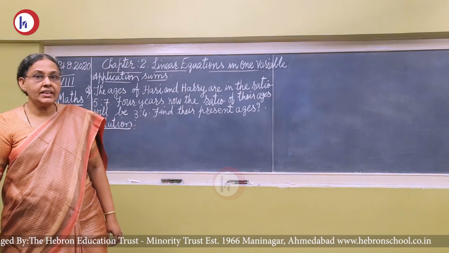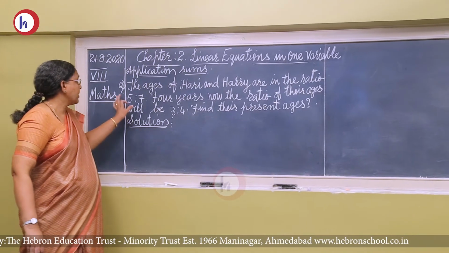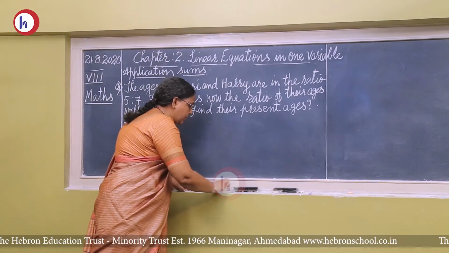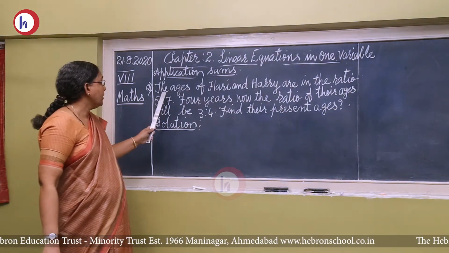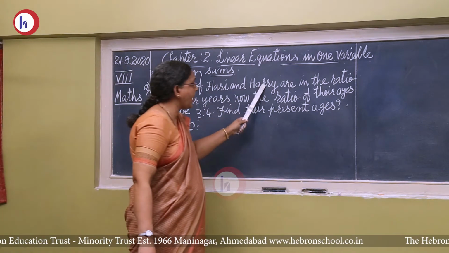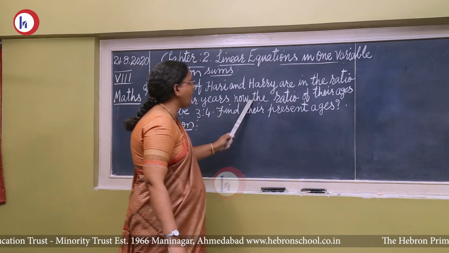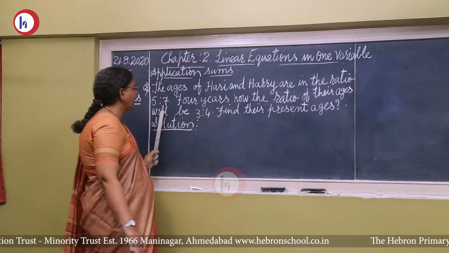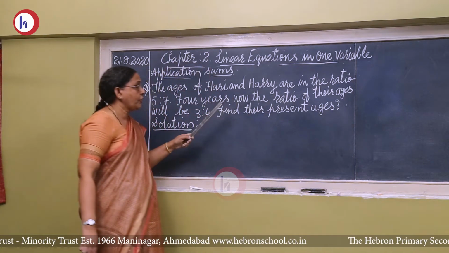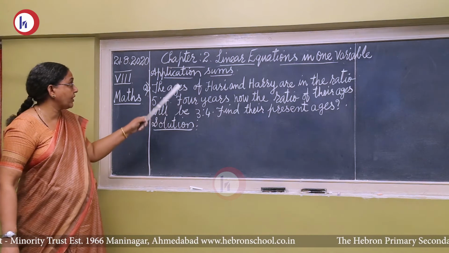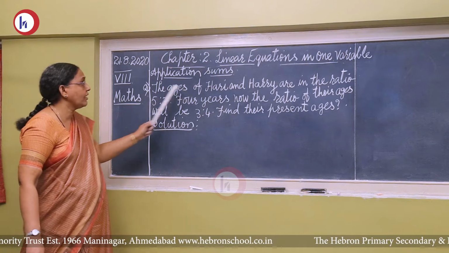Okay. Come on, we can see some application level problems. Solve it. First, I already said that we have to read the sum 2 times. The problem has to be read very carefully also. The ages of Heidi and Harry are in the ratio 5:7. 4 years from now, the ratio of their ages will be 3:4. Find their present ages. Now, present ages are not given, only the ratio is given. So, we can assume the ratio of their ages.